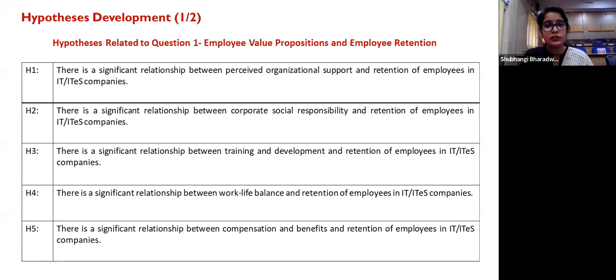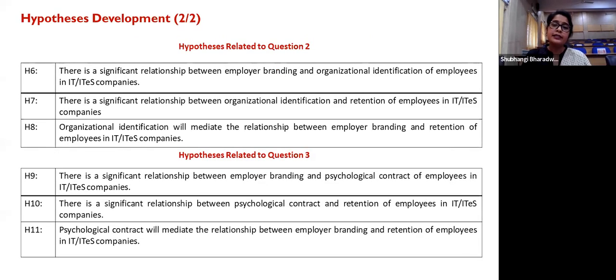The first set of hypotheses deals with the relationship between employee value propositions and employee retention, with 5 propositions of perceived organizational support, corporate social responsibility, training and development, work-life balance, and compensation and benefits. The second set of hypotheses deals with the relationship between employer branding and organizational identification and employee retention, and the mediation of organizational identification in the relationship between employer branding and employee retention. The third set of hypotheses deals with the relationship between employer branding and psychological contract and employee retention, and the mediation of psychological contract in the relationship between employer branding and employee retention.